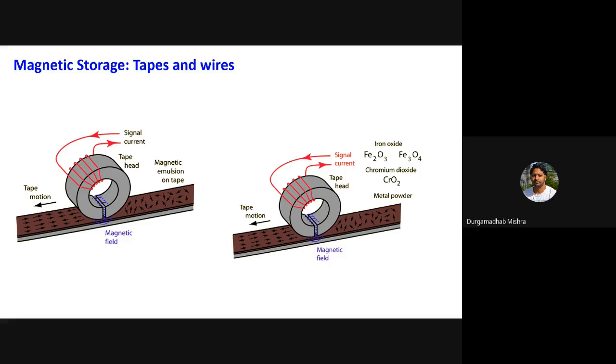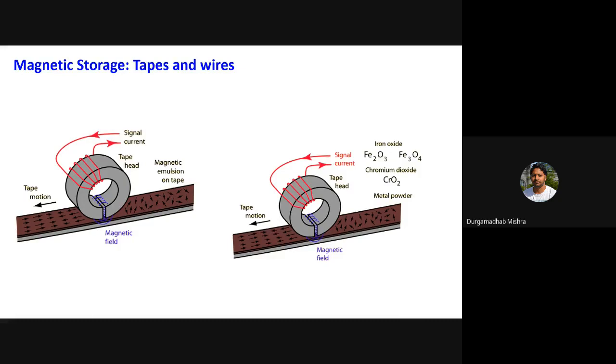And what is the magnetic material that is normally used for these magnetic tapes? These magnetic tapes were very cheap. You use iron oxide, gamma iron oxide (Fe2O3) or Fe3O4, and if you want something better, people also use chromium dioxide.